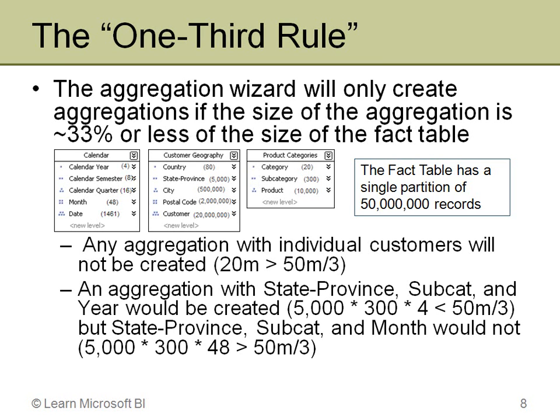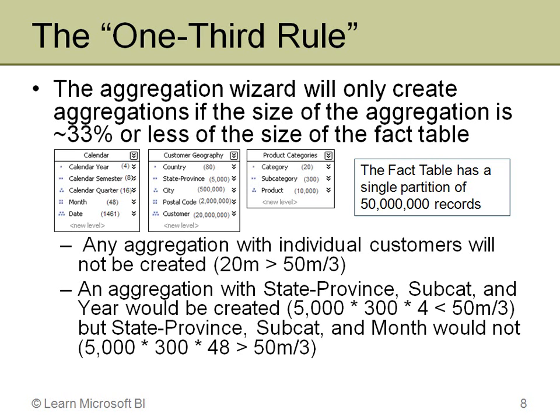Now, I mentioned this earlier, the 1/3 rule. Sometimes people call it the 30% rule. I've seen both, and I know that 30% and 1/3 are not the same. But in short, the aggregation wizard is only going to create an aggregation if the size of that aggregation table is 1/3 or less than the size of the fact table. So in other words, it's not going to aggregate something that can be close to the same size as the fact table. And I just threw up a simple example here, and again, this is covered in more detail in the 2005 video, but I'll just show you briefly.